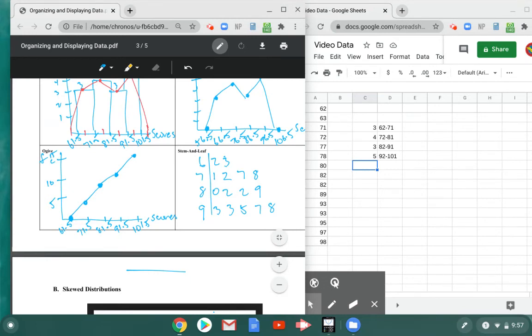These are grouped differently than my classes. These are grouped instead using a group of 10 based on the 60s, 70s, 80s, and 90s. That's why we're seeing different values here. So this is my stem and leaf plot.